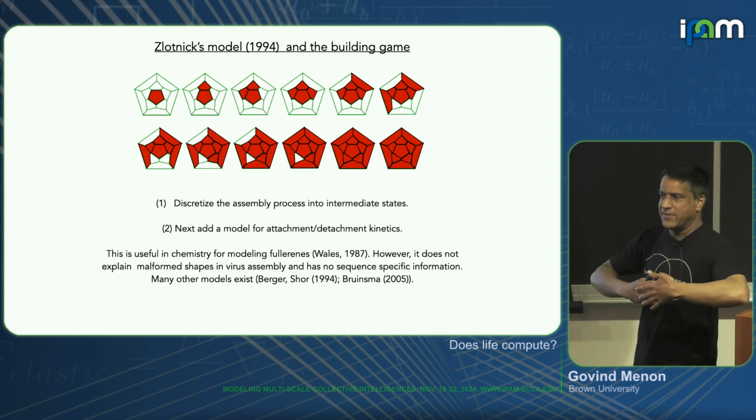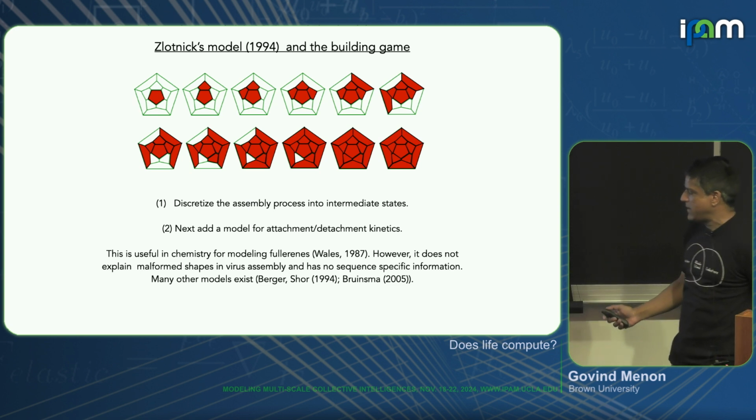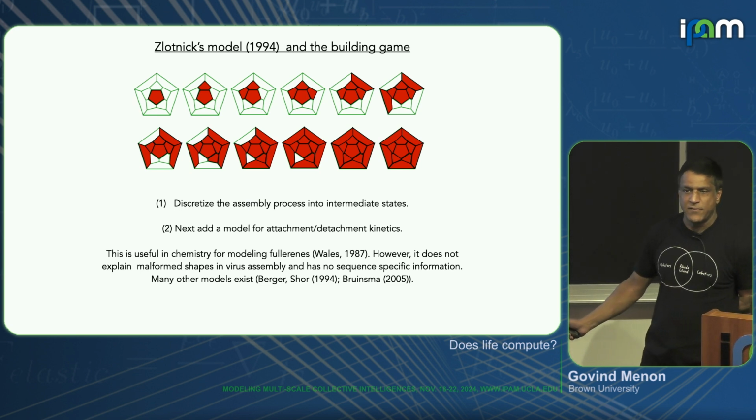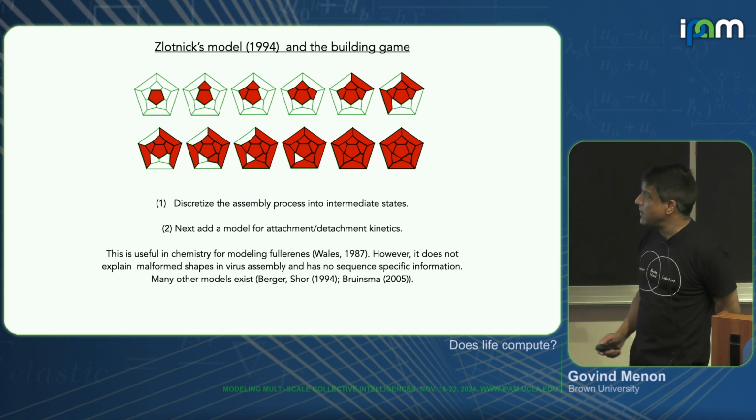It tells you, here's a pathway to the complete object. But you may, of course, screw up in zillions of ways. And it has no sequence-specific information. So that's something that I'll come to a little bit later.